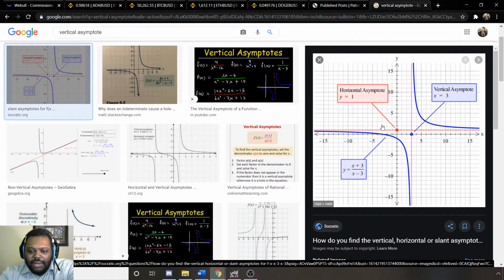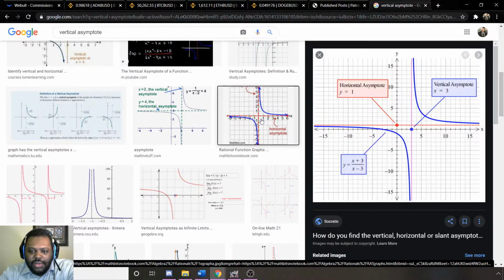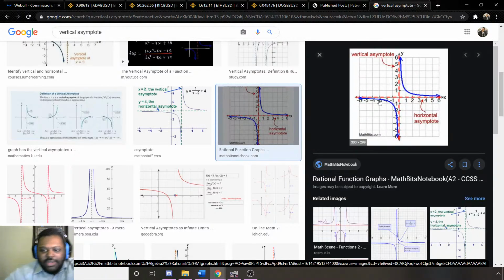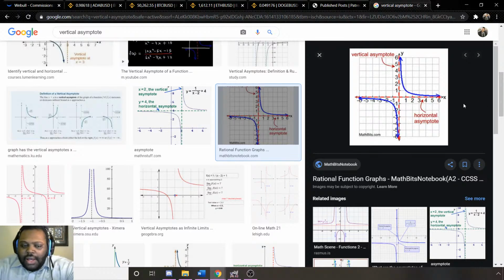I wish they had the function of just x equals a on here. So this is probably a better one. So just a vertical asymptote. So if you look at crypto, it kind of follows this line right here. So with this line being the number of crypto, if you start out here, that's essentially an infinite amount of crypto.